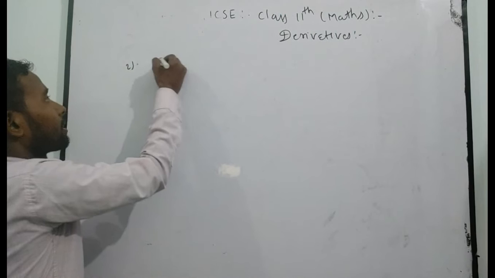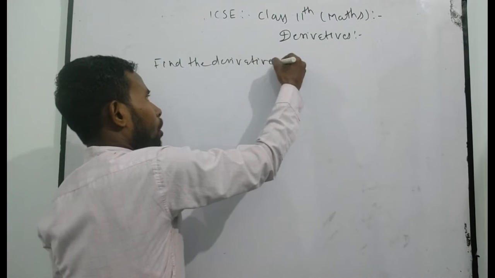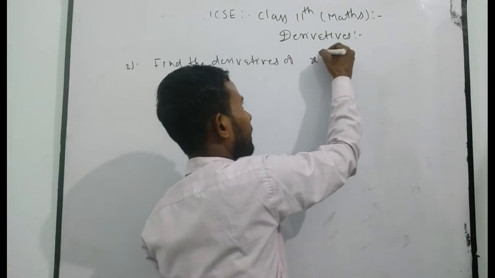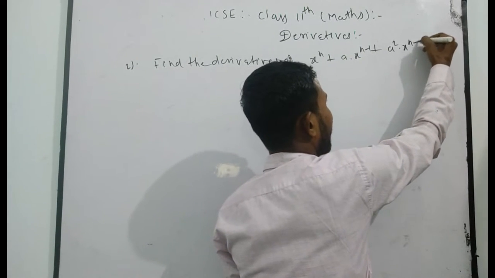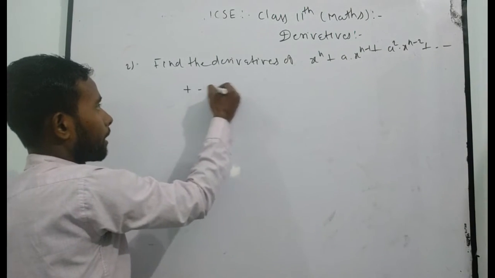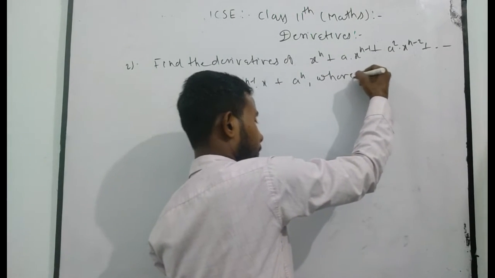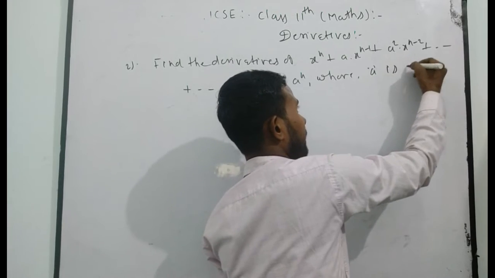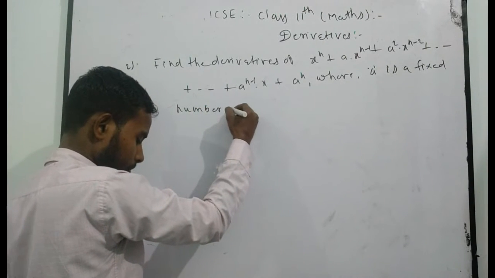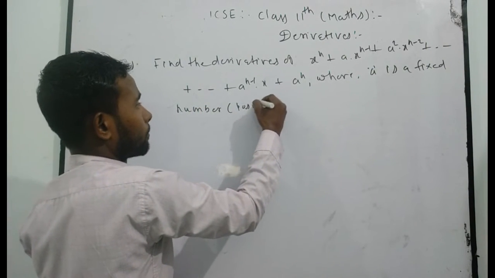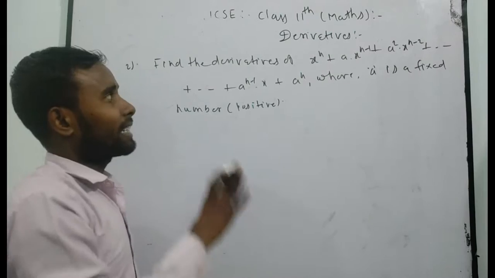It is very easy. Find the derivative of xⁿ + axⁿ⁻¹ + a²xⁿ⁻² + … + aⁿ⁻¹x + aⁿ, where a is a fixed number. A is a fixed number, or you can take it as positive. Here it is given that a is a positive integer. Have you understood? Now you have to find its derivative.